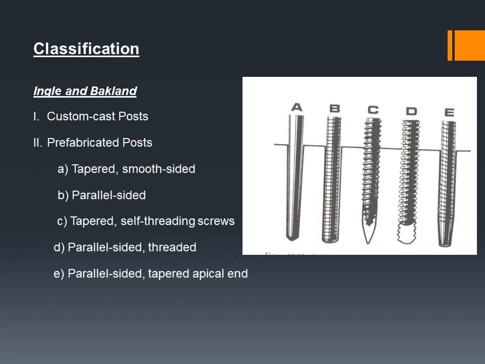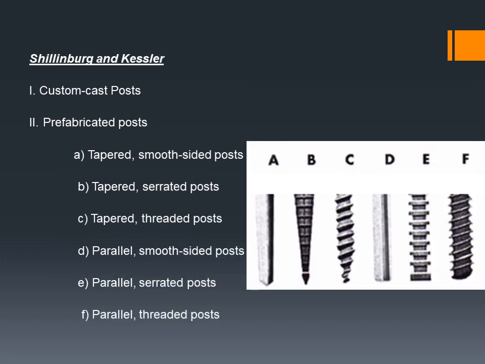So what is the classification of a post? According to Engel and Wakeland, they are divided into custom cast post and prefabricated post. Among the prefabricated posts, we have tapered smooth-sided, parallel-sided, tapered self-threading screws, parallel-sided unthreaded, parallel-sided tapered apical end, etc. According to Schillenberg and Kessler, we have custom cast post and prefabricated post. Under prefabricated post, we have tapered smooth-sided post, tapered serrated post, tapered threaded post, parallel smooth-sided post, parallel serrated post, and parallel threaded posts.